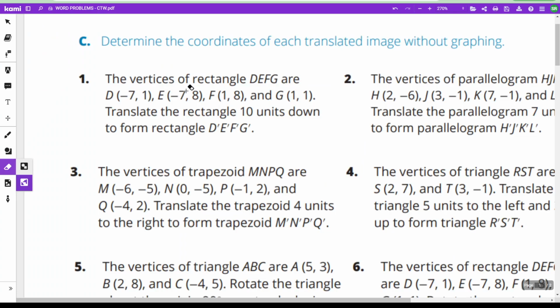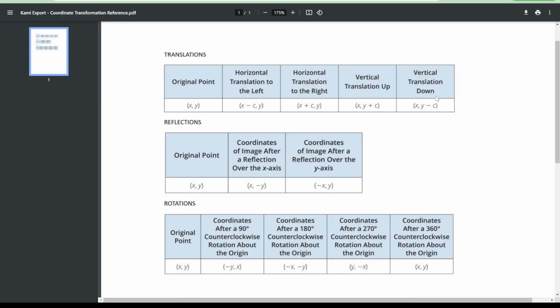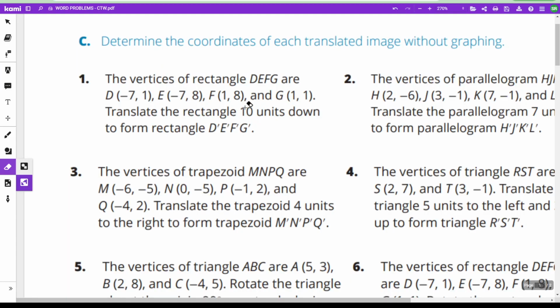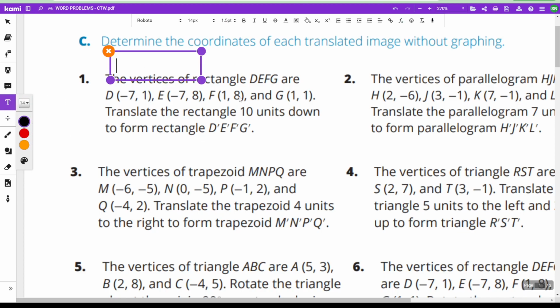Okay, so number 1 says the vertices of rectangle DEFG are as follows, and they want us to translate the rectangle 10 units down to form rectangle D prime, E prime, F prime, G prime. So if we come back over here to the reference sheet, we see that if we're trying to translate down, our x coordinates are going to stay the same, and our y coordinates are going to be reduced by a certain amount c. And in that case, c is 10. So the way we're going to transform our original coordinates xy is in such a way that the x coordinates stay the same, and from our y coordinates, we subtract 10.